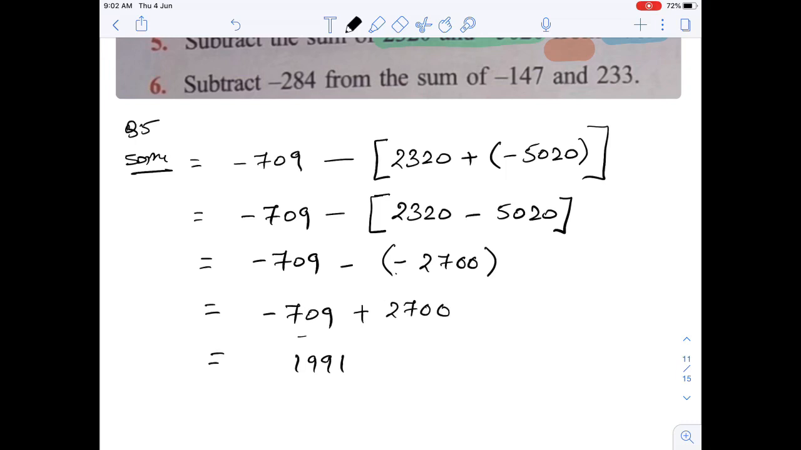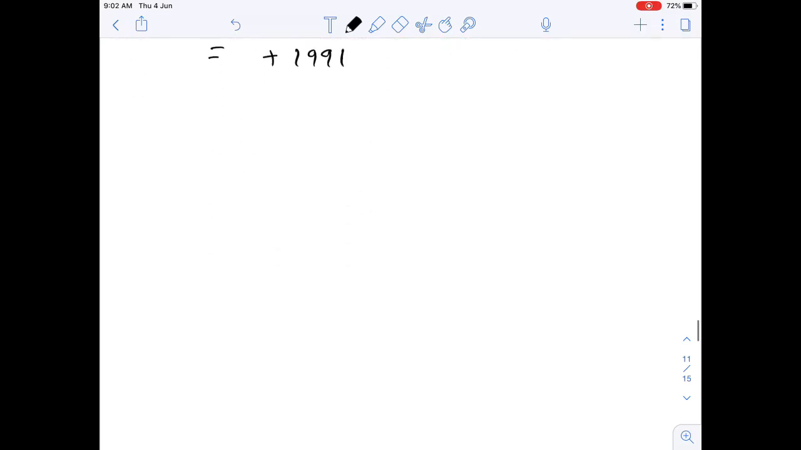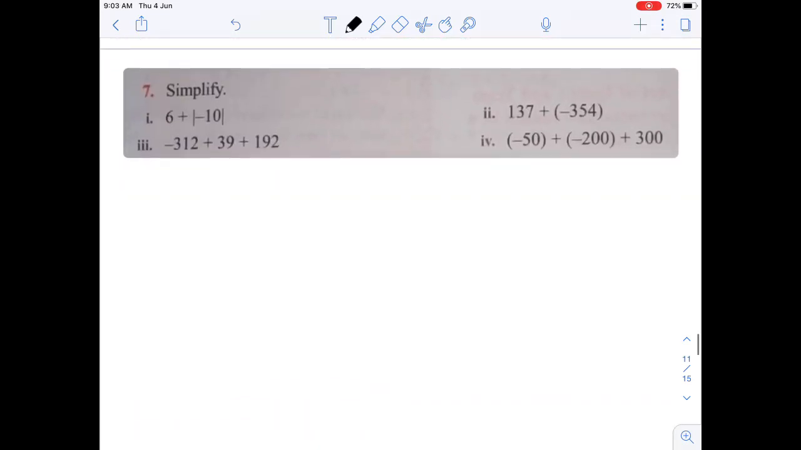Now after this one we write the sign of the greater number. So between 709 and 2700, which number is greater? So this number is greater. So what is its sign? Plus. So we will make here plus 1991. Then next one. Now one example I have solved here. This example, example number 6, you people have to solve. Read the example carefully and then solve it. Now next one. Now let us solve next level examples.